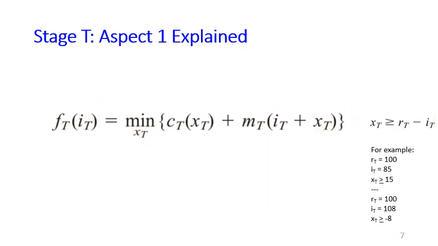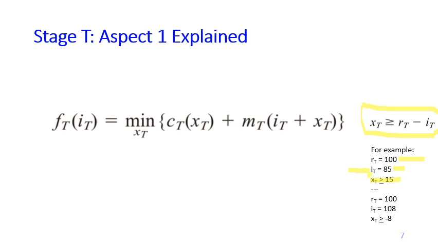So let me give you an illustration for the aspect 1, this thing here. For example, we know r_T equals 100, so the demand is 100. We know that I_T equals 85, which means we have 85 capacity at the beginning of the year. Then if you calculate r_T minus I_T, it means that we need to expand the capacity by at least 15 or more than that. Less than 15 is not allowable because we have the demand of 100, but at the beginning of the year we only have 85.